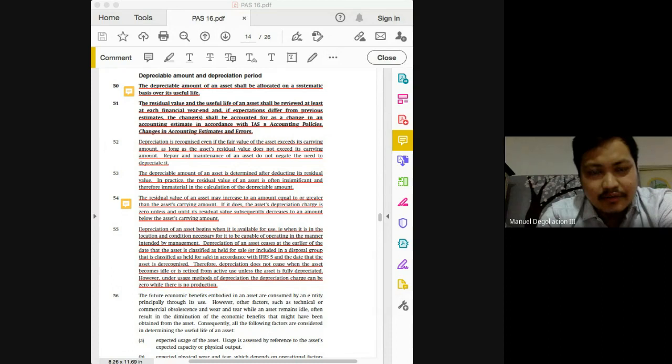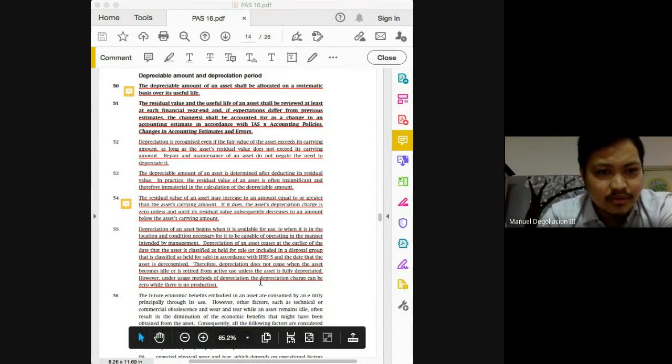Although the other portions here are not really that trivial, class. Depreciation reduces the carrying amount of an asset, but an asset should not be depreciated to an extent that its carrying amount will now be lower than its residual value. It would not make sense. It would be absurd to report an asset, class, at an amount of 0, even though there is an amount that is expected to be recovered if the asset is to be sold.